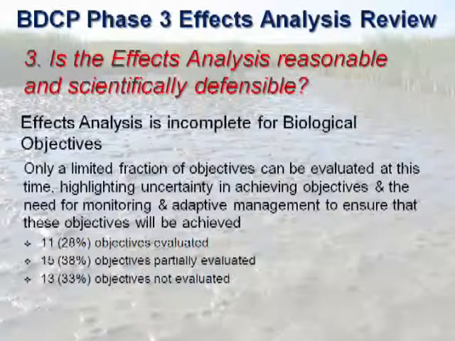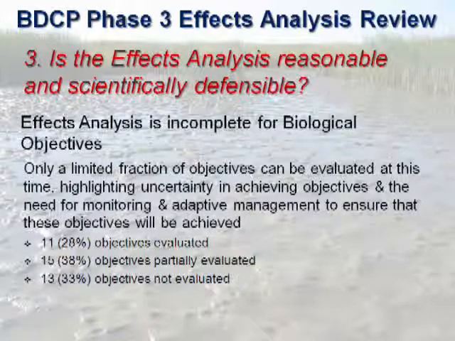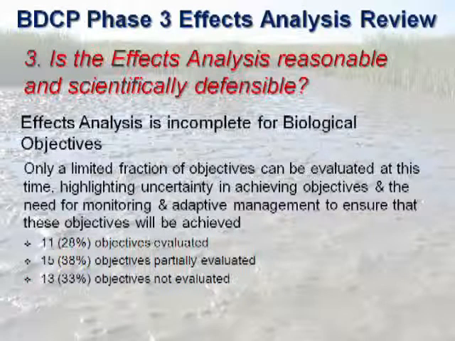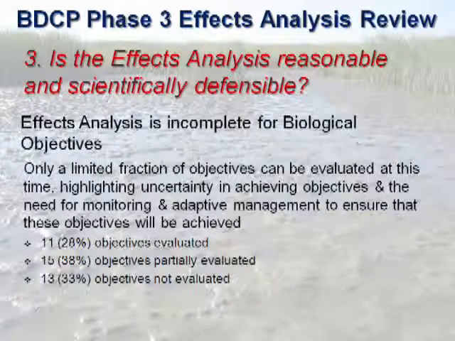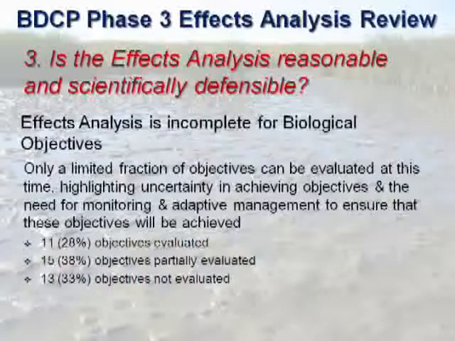With respect to the effects analysis in terms of biological objectives from a table, I forget which table it is specifically, but recognizing that only a fraction of the objectives can be evaluated. And so this obviously highlights uncertainty in achieving these objectives. And so these are from the document itself. I don't know if anybody wants to describe that any further, if that can stand on its own.